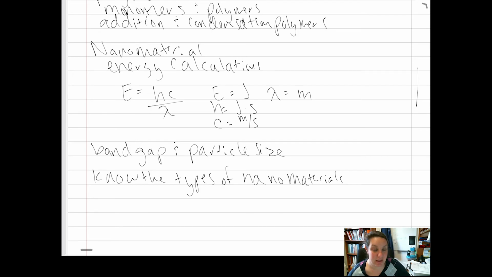Okay? Let's move on to chapter number 13, our last chapter. So our solutions chapter. In this one, we're starting to do a little bit more calculations. So there wasn't a lot of calculations here. You should know the difference between a solution, colloid, or suspension.